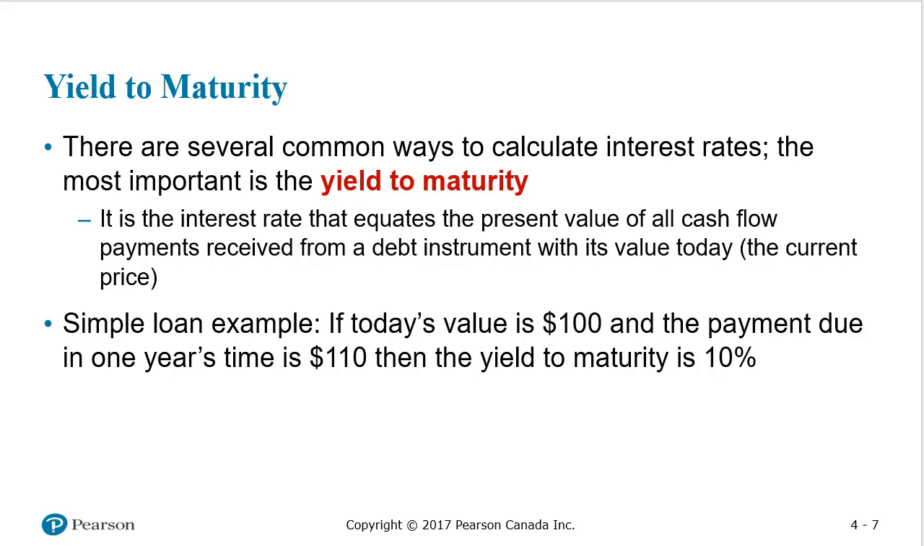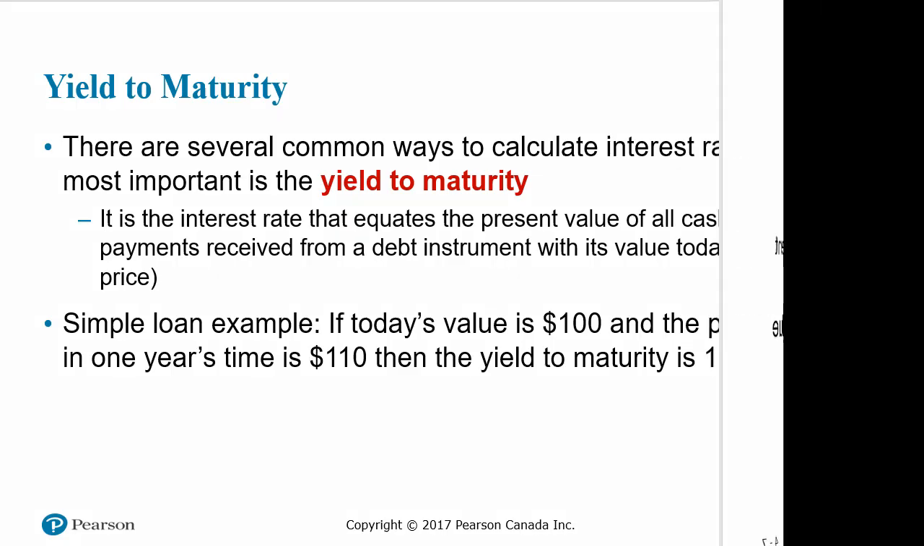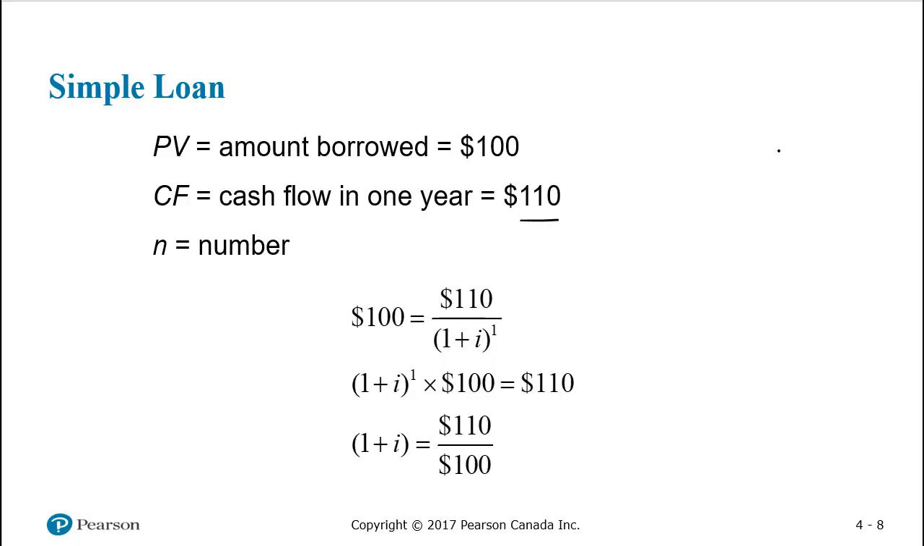So we're going to go back to that simple loan example. If today's value is $100 and the payment due in 1 year's time is $110, then the yield to maturity was 10%. On this slide, we're just going to be solving for the I, which is the interest rate, which is the yield to maturity.